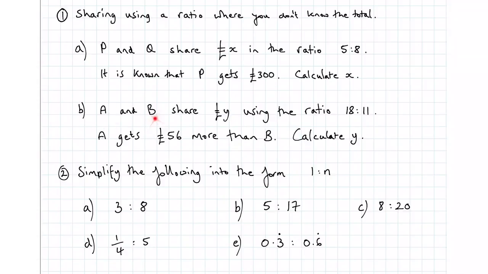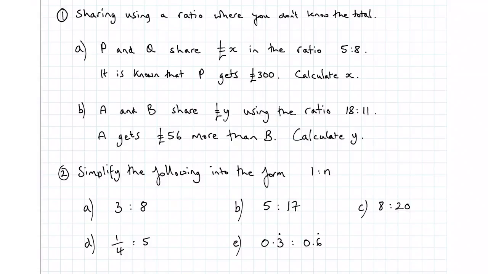Next question, we've got two different people, A and B, and they're sharing a different amount of money, Y pounds. And they're sharing using this ratio 18 to 11, and you get a different fact this time. You get the fact that A gets £56 more than B. You have to calculate this amount of money, Y.